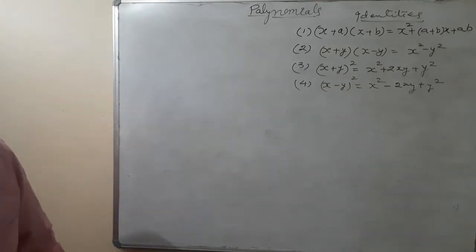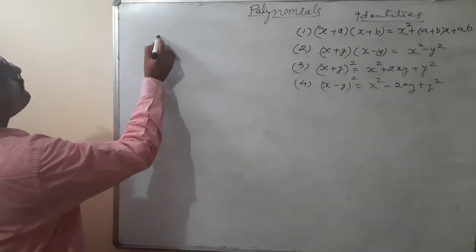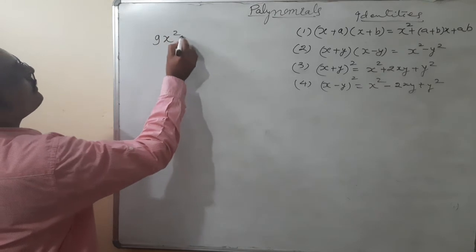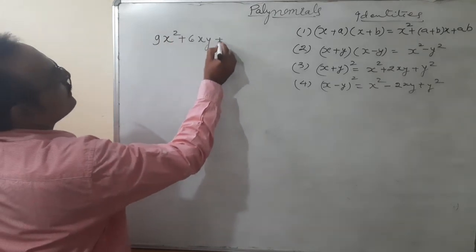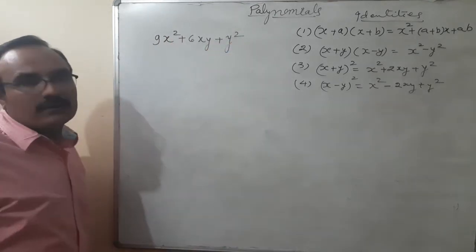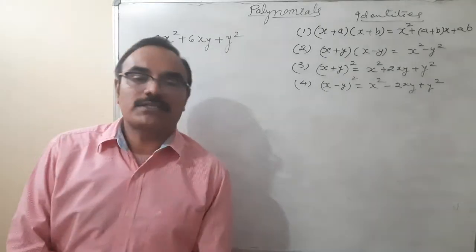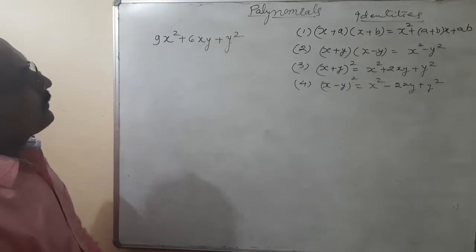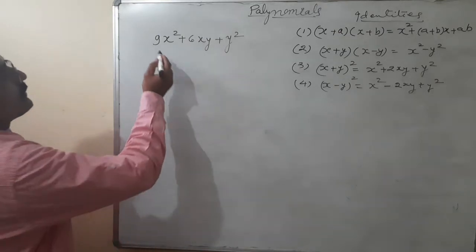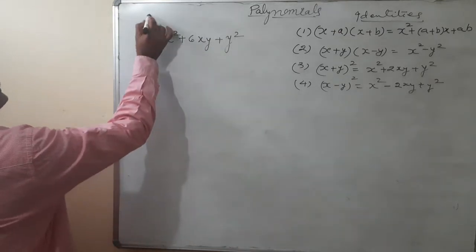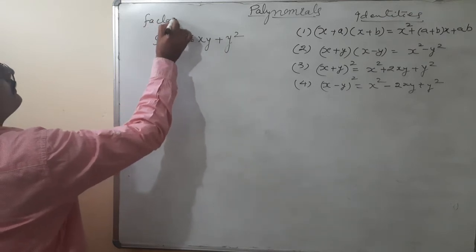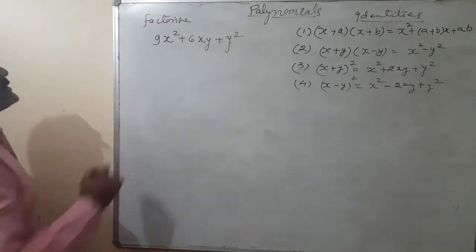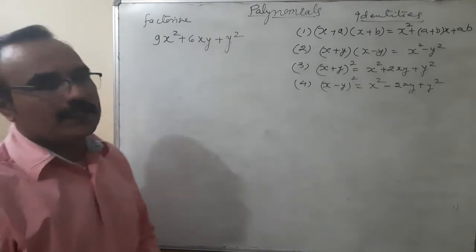9x square plus 6xy plus y square. Okay, this is a question. Factorize 9x square plus 6xy plus y square.